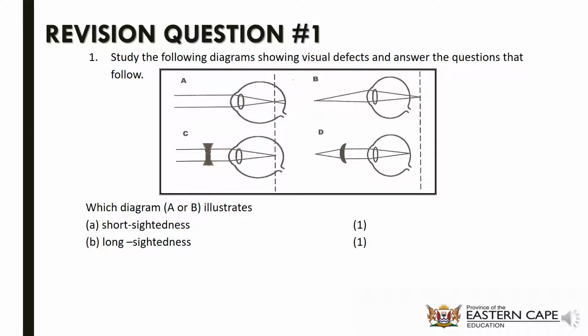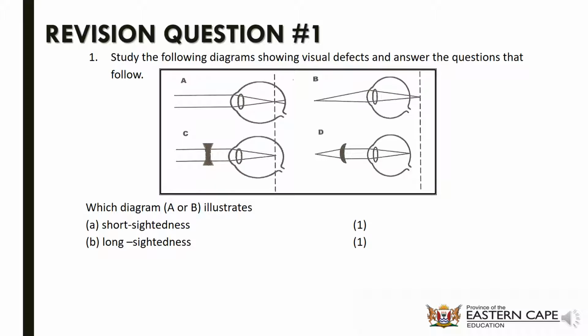Question 1. Study the following diagrams which show visual defects and answer the questions that follow. So you have 4 diagrams that are given: diagram A, diagram B, diagram C, and diagram D. With each one of these, if this was me in an exam, what do you do? You look at it and you say, what is happening? You can tell that there are certain stories happening in each one.